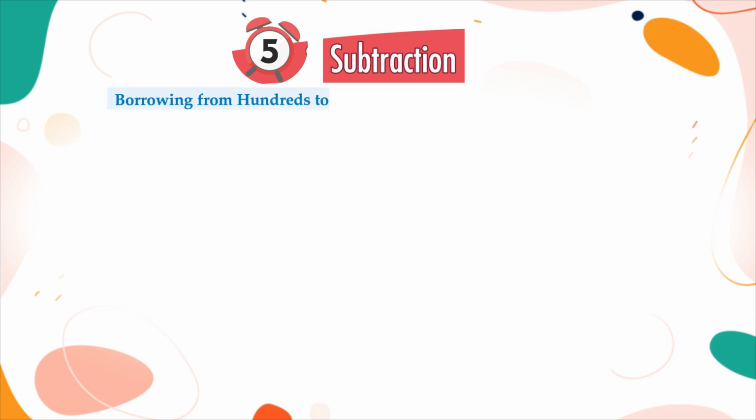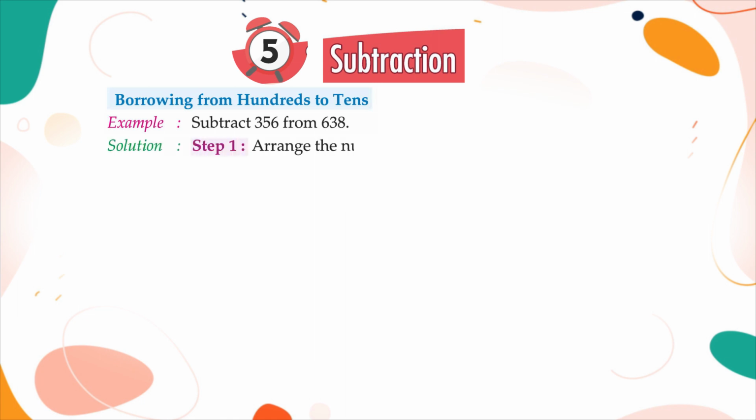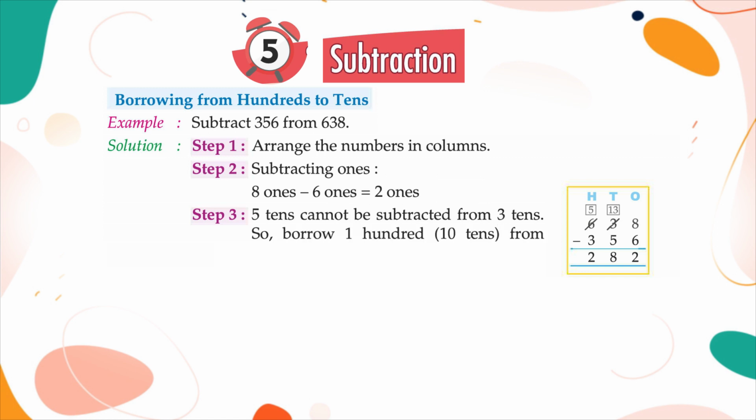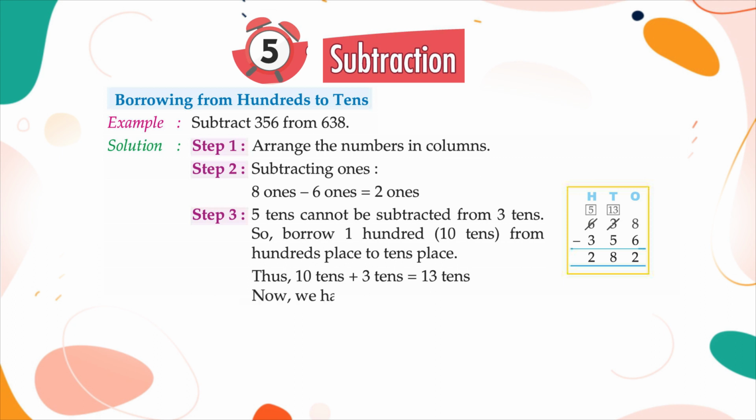Borrowing from hundreds to tens. Example, subtract 356 from 638. Step 1. Arrange the numbers in columns. Step 2. Subtracting ones. 8 ones minus 6 ones is equal to 2 ones. Step 3. 5 tens cannot be subtracted from 3 tens. So, borrow 100 from hundreds place to tens place. Thus, 10 tens plus 3 tens is equal to 13 tens. Now, we have 13 tens leaving behind 5 hundreds.